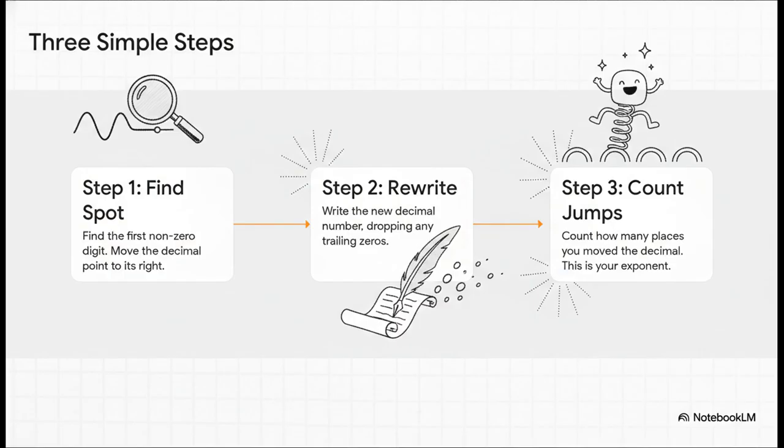It's like a recipe. First, you find the first digit that isn't a 0, and you imagine moving the decimal point right after it. That's your target spot. Step 2, you write down that new decimal number, and you can just drop all those extra zeros at the end. And finally, step 3, you count how many places you had to move the decimal to get there. That count? That's your exponent. Let's see it in action.